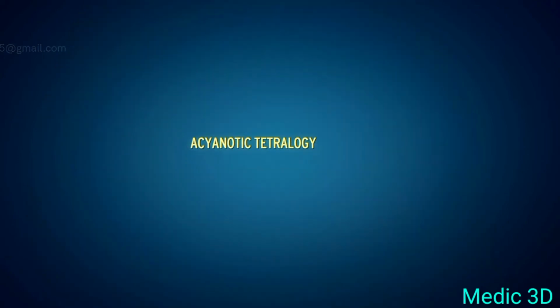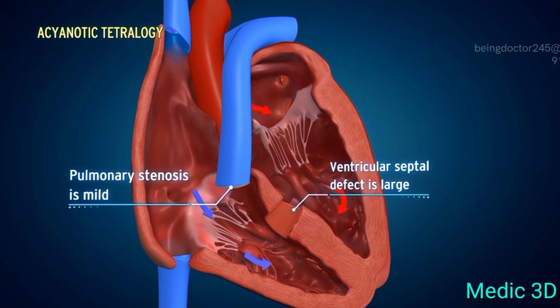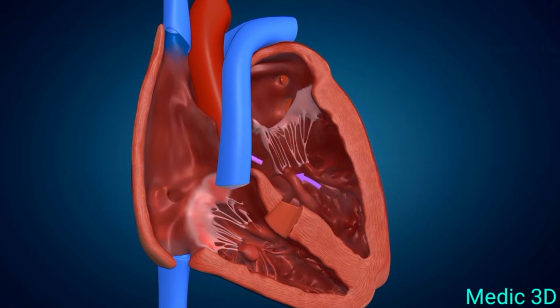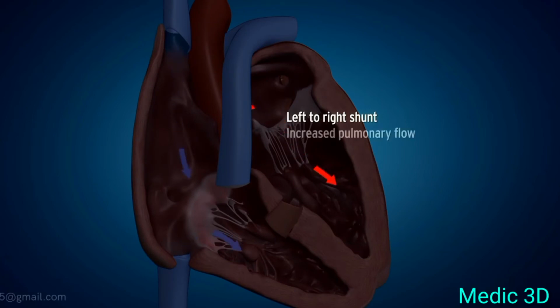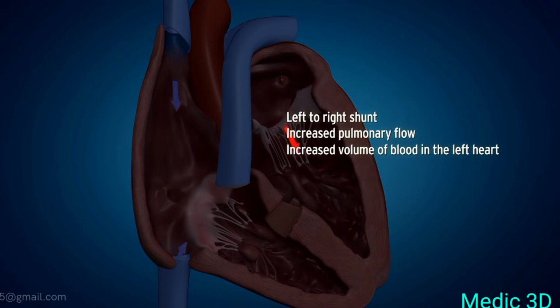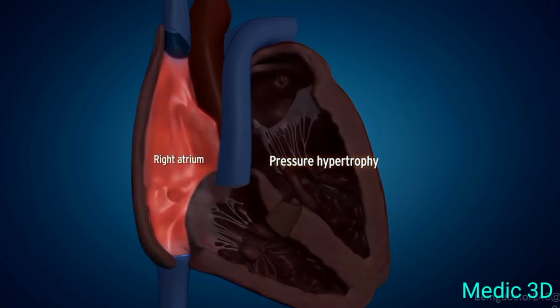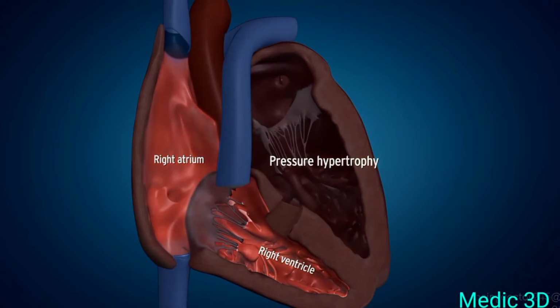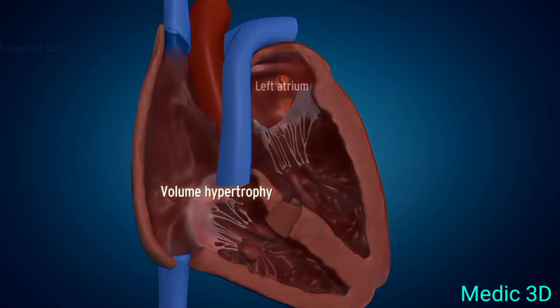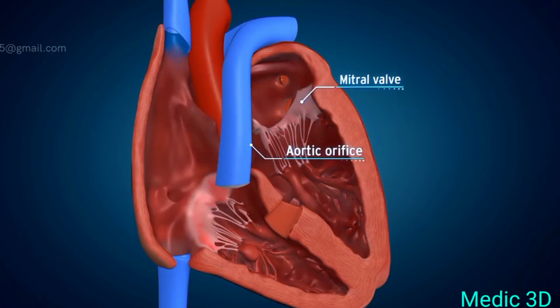Acyanotic tetralogy: in this case, the ventricular septal defect is large, whereas the pulmonary stenosis is mild. This results in left to right shunt with increased pulmonary flow and increased volume of blood in the left heart. There is no occurrence of cyanosis. The effects are as follows: pressure hypertrophy of the right atrium and right ventricle, volume hypertrophy of the left atrium and left ventricle, enlargement of mitral and aortic orifice.